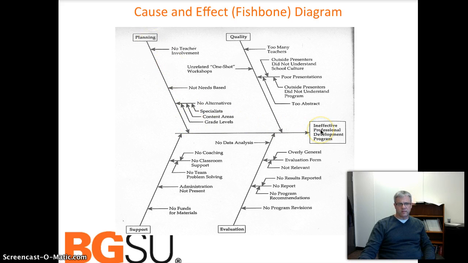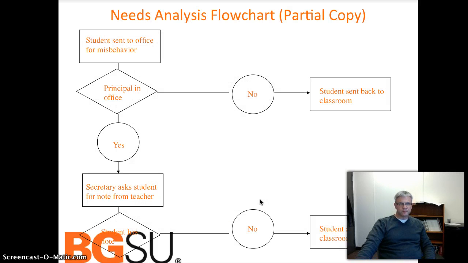This all relates to an effective professional development program, as in this example, right? Needs analysis. This is a partial copy of what was in the text, right? So this was an example of what's happening when a student's sent to the office. According to Glickman in the text, this was conducted by the secretary, right? So how's the secretary perceiving what happens when a student's sent to the office for a misbehavior?